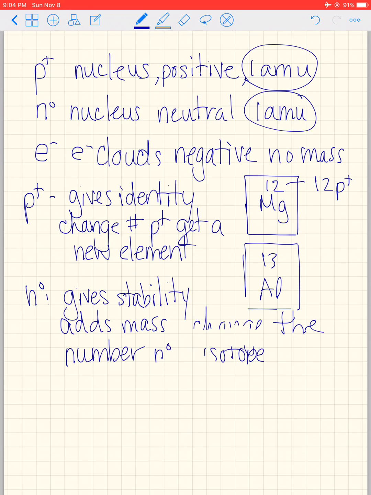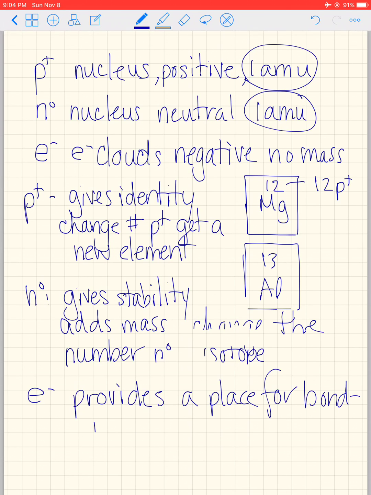And then finally, electrons. The function of the electron is to provide a place for bonding to occur. And that's what gives us all of the different compounds that we have. Provides a place for bonding. And of all of the subatomic particles, let me write this out here real quick. Of all the subatomic particles, this is the one that comes and goes most easily. It leaves an atom as fast as it wants to, and it comes back again.